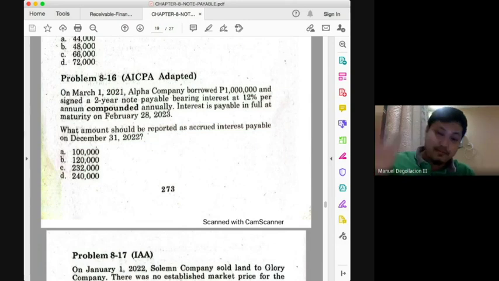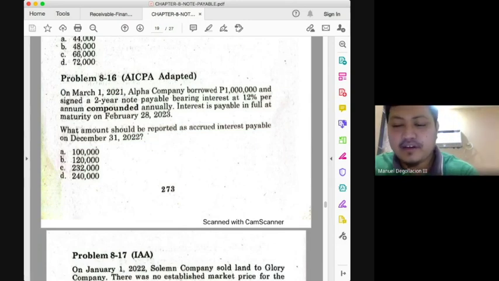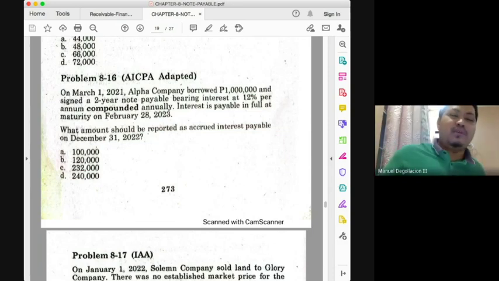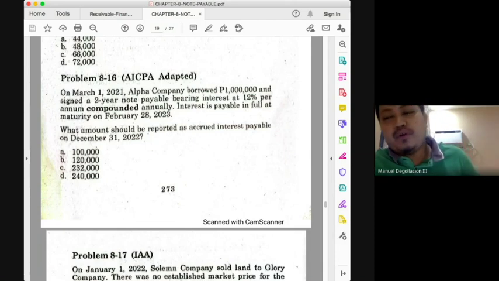So for this second period, the principal will still earn interest. But the interest that will be earned here will not be 120,000 because it's only for 10 months. We have 1 million times 12% times 10 months divided by 12. You will have 100,000. The 100,000 here represents the interest earned by the principal from March 1, 2022 to December 31, 2022.